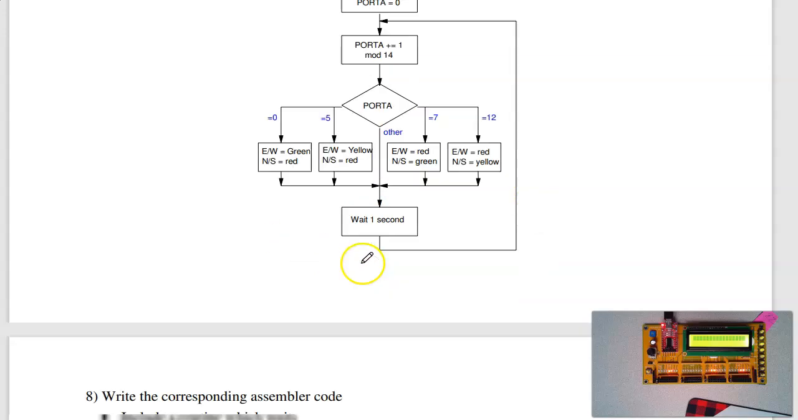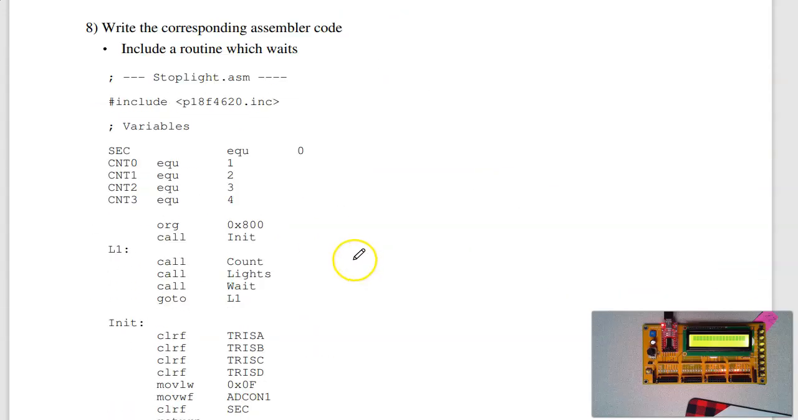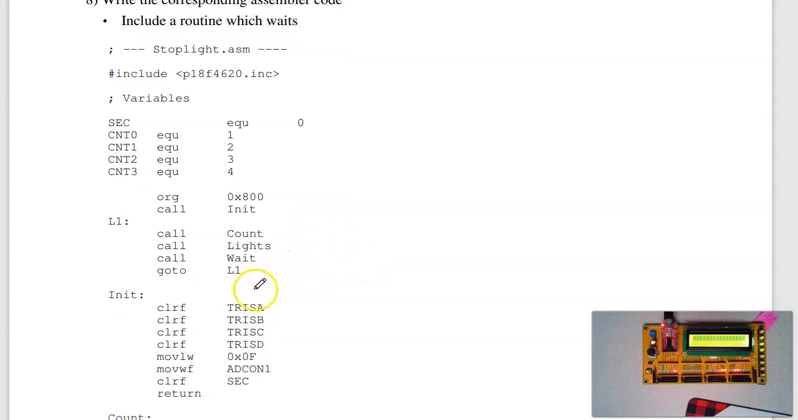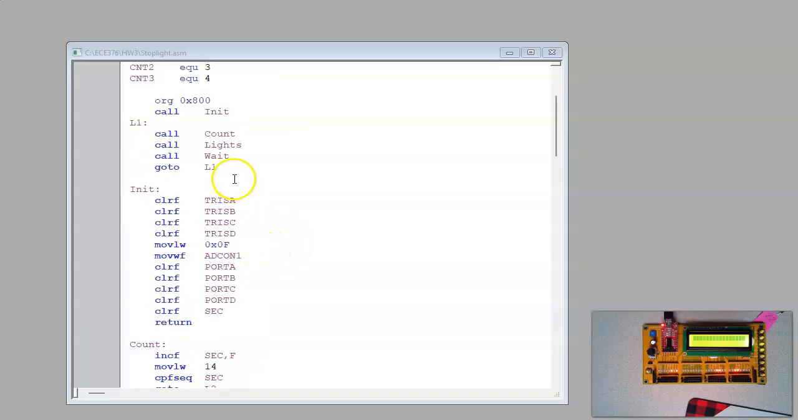Now to get that code to work, I'm going to do a thing called top-down programming. What I'm going to first do is get the wait routine to work, then get the counter to work, then get the lights to work. So here's my main routine right here. I'm just going to initialize the ports, count, drive the lights, wait 1 second, repeat. Let's start out, I just want to get the counter to work.